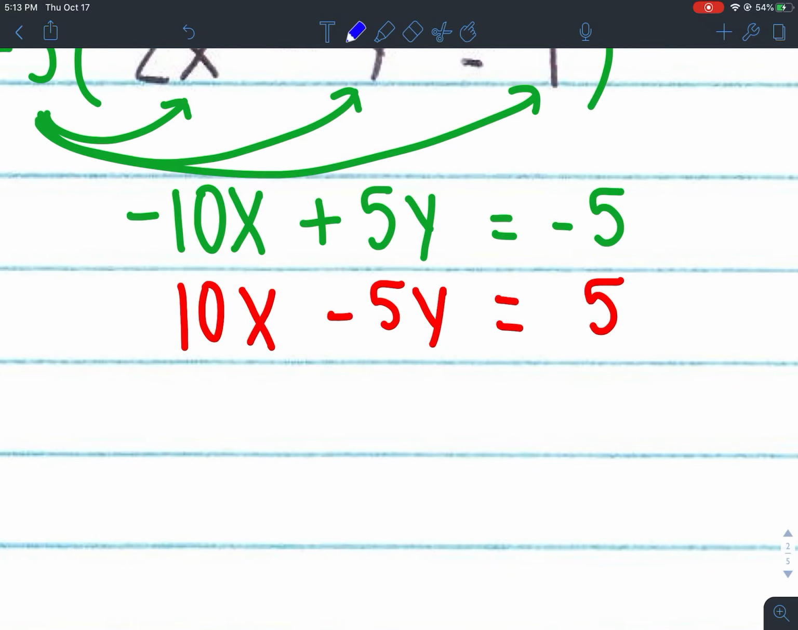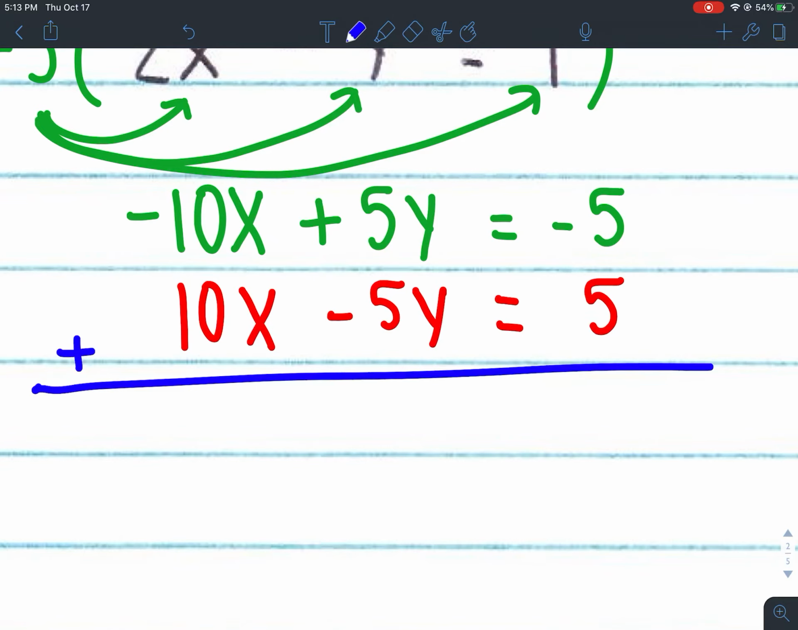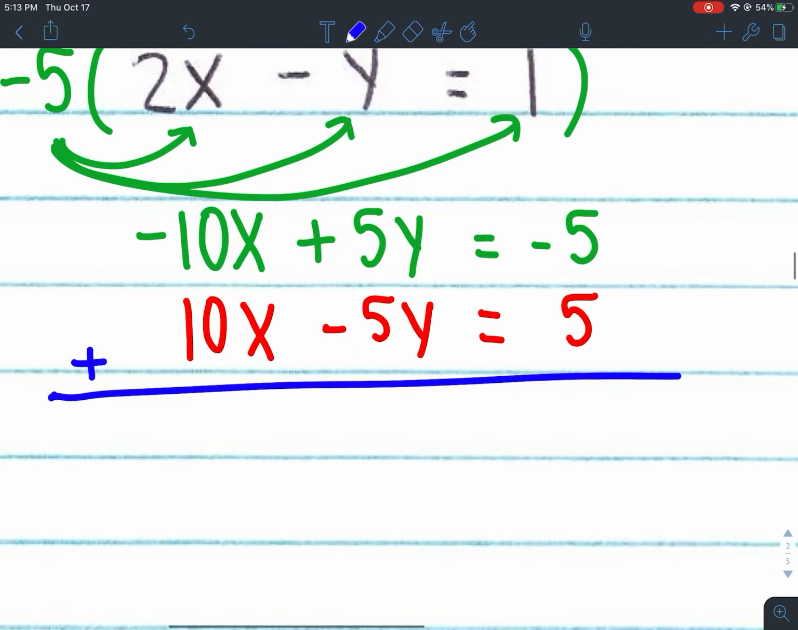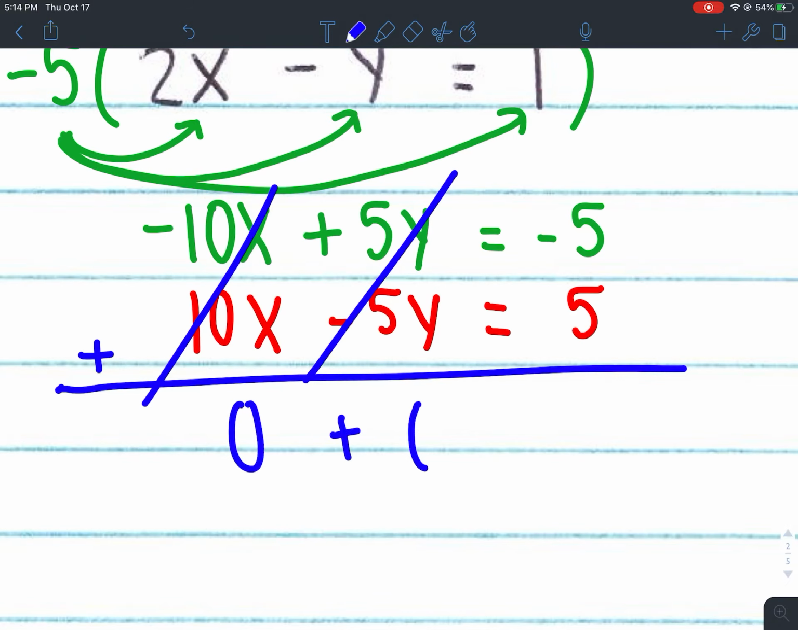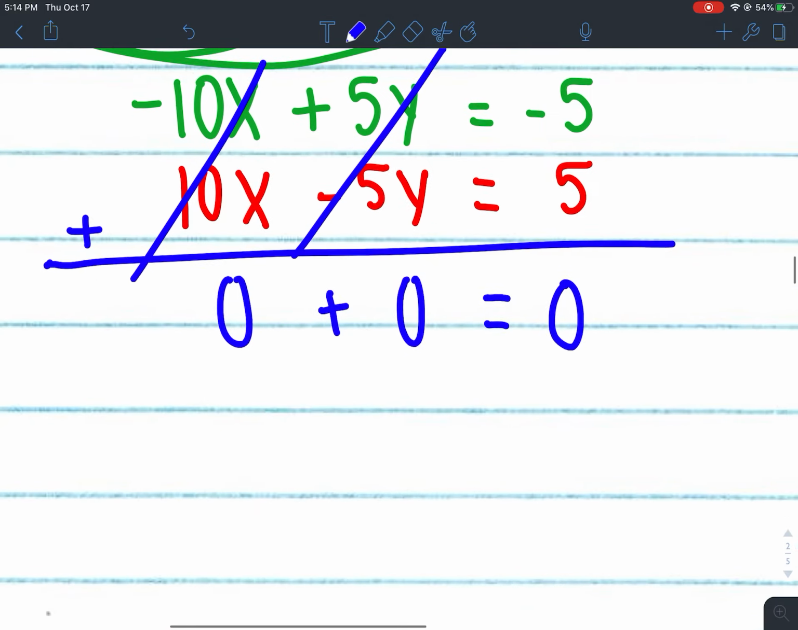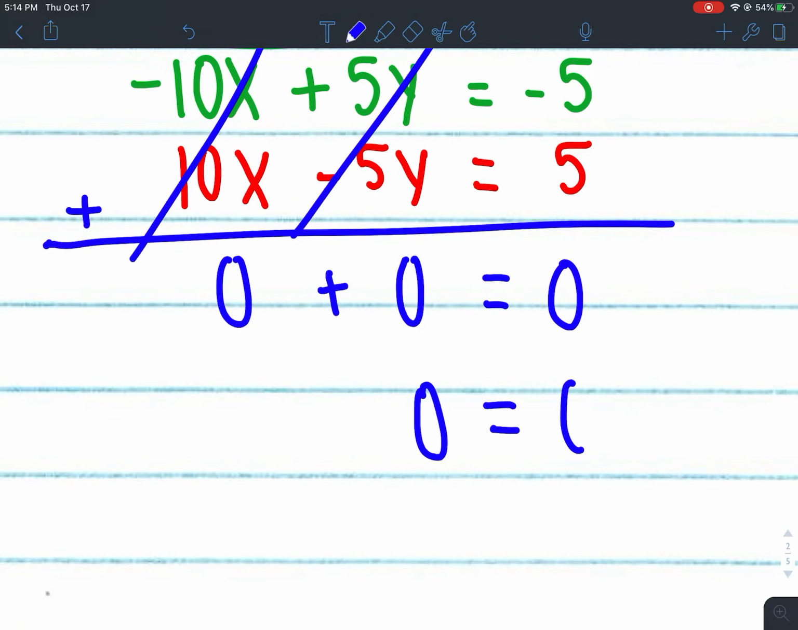Okay? And then I'm going to make sure, hey, can I eliminate something? And you're like, yes, I can eliminate my x's now. And my y's, actually. So if I look, I have -10x plus 10x. That equals 0, right? Cancels, goes away. 5y minus 5y is also 0, so I have +0. Equals -5 plus 5, which equals 0.